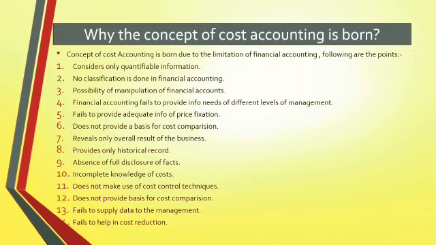The next one is fails to supply data to the management. This means that financial accounting only records quantifiable information, whereas management needs both quantifiable and qualifiable information. That's why financial accounting fails to supply data to the management. And the last one is fails to help in cost reduction. Financial accounting only reveals the profit or loss of a business and does not help in the reduction of the cost of a particular organization or a product or service.